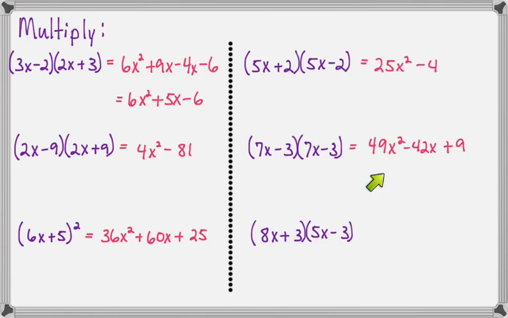On this last example, this is not a sum and difference of two terms, and it's definitely not a squared binomial either, so we'll use the FOIL method. 8x times 5x is 40x squared. Outer times outer is minus 24x. Inner times inner is plus 15x, and last times last is minus 9. Look at your two middle terms. Minus 24x plus 15x gives us minus 9x. So we end up with 40x squared minus 9x minus 9.